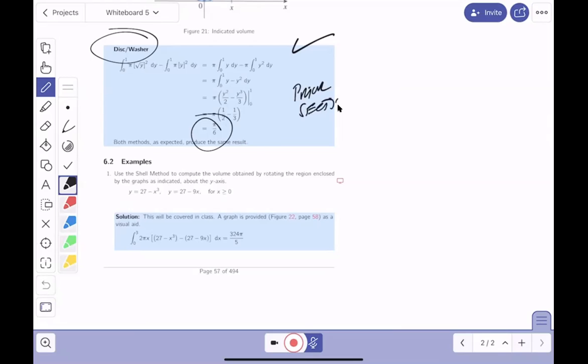Next up, examples, and we'll do that next.